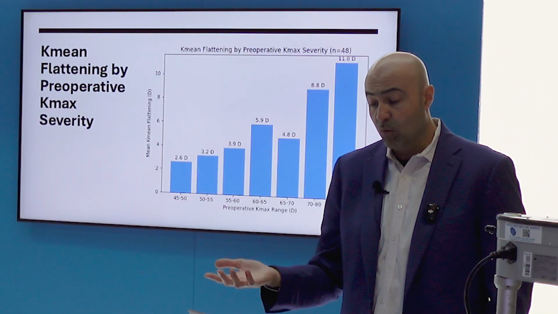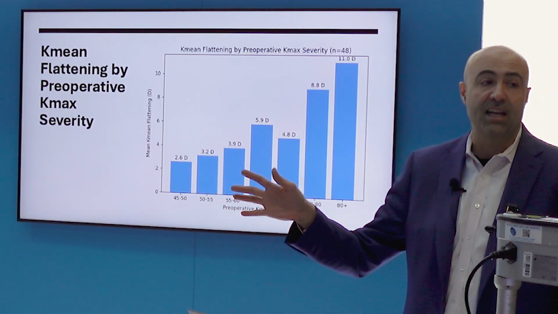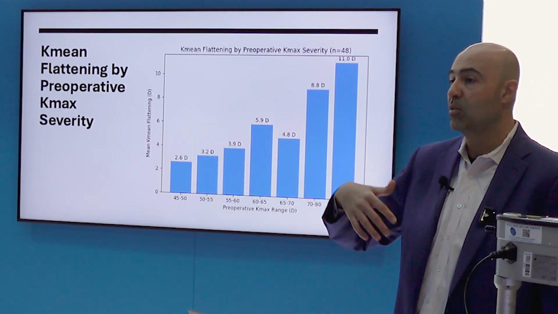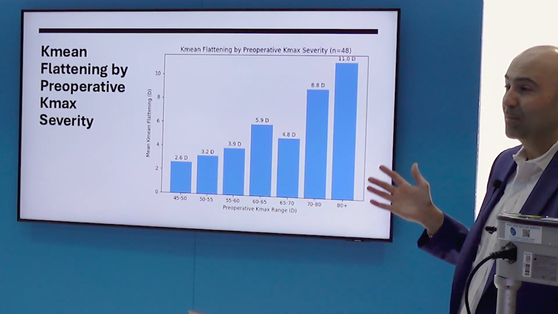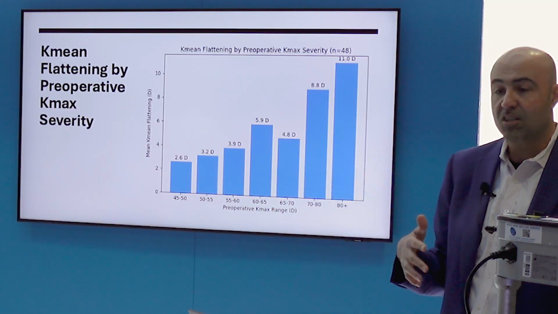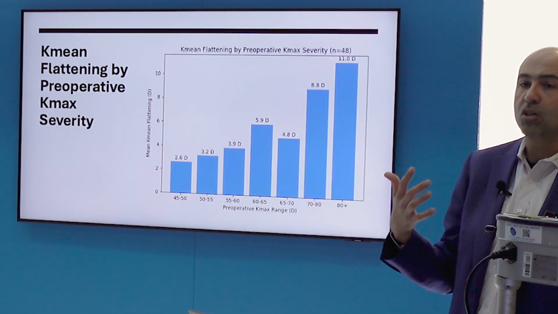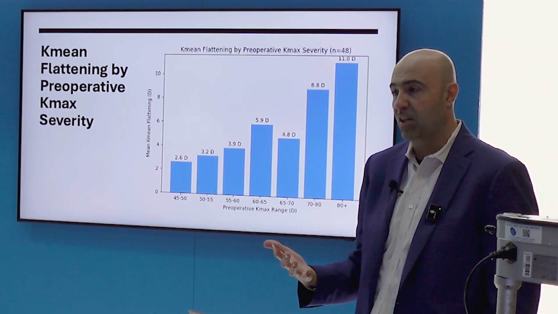So when we talk about the flattening, okay, of course, you're going to get less flattening in the less steep corneas. When you get to the very steep corneas, you're getting up to like 11 diopters of flattening with these CTAK procedures. So it's sometimes very dramatic, and I would argue that this is something that any cornea practice should be offering to their patients as an option.